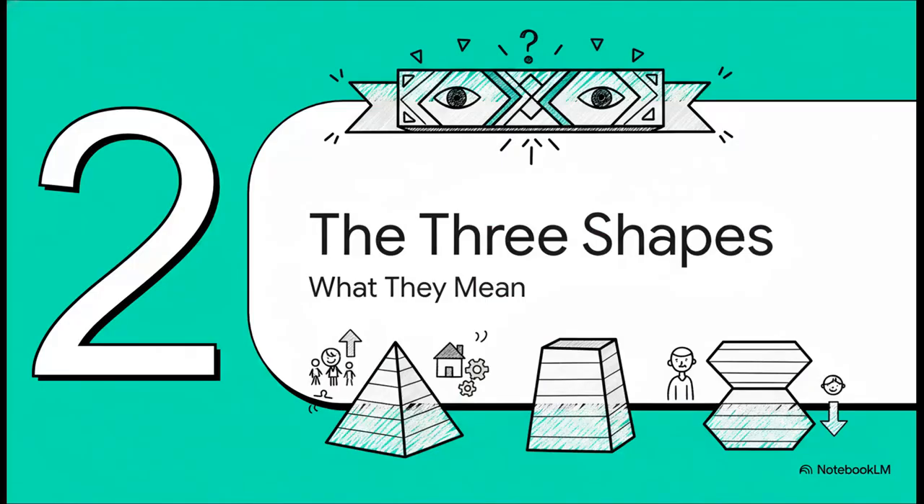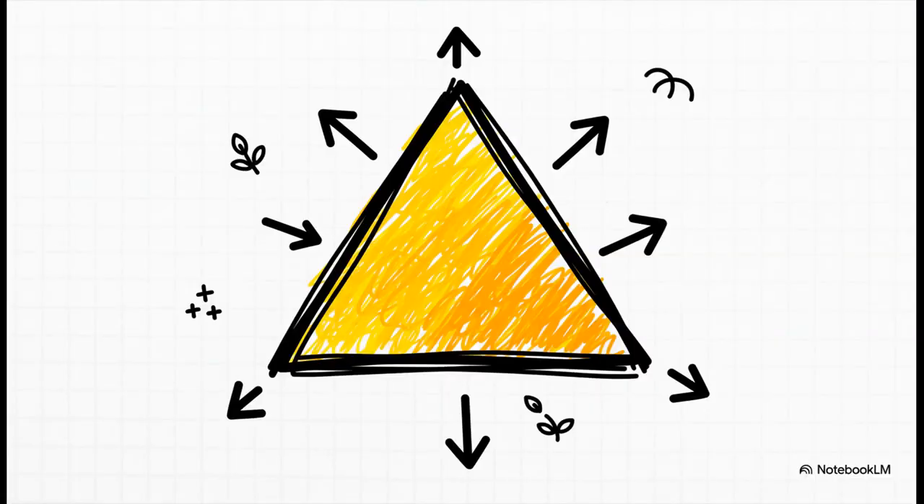All right, now that we have the basics down, we get to the really fun part, decoding the secret messages that are hidden in the pyramid's overall shape. It turns out there are pretty much three main shapes you'll see, and each one tells a completely different story about a country. Our first shape is the classic pyramid, a triangle. When you see this, I want you to think of one word: growth. This is the shape of a country that's getting bigger, and it's happening fast.